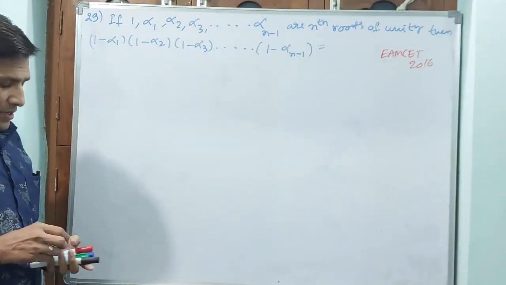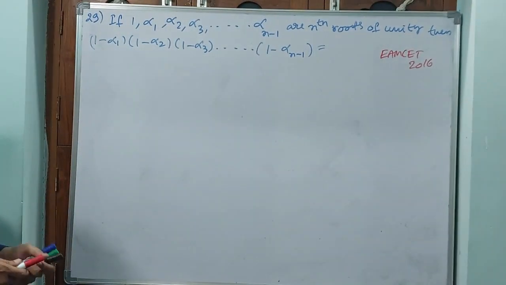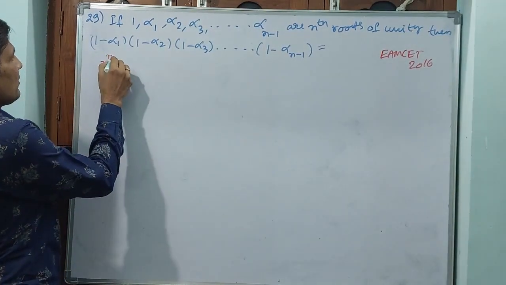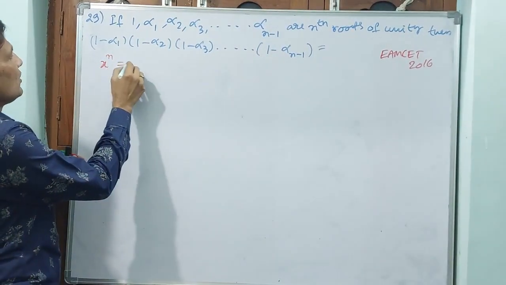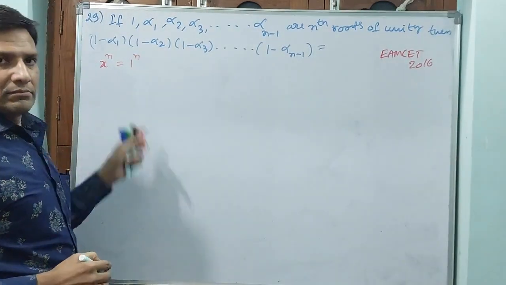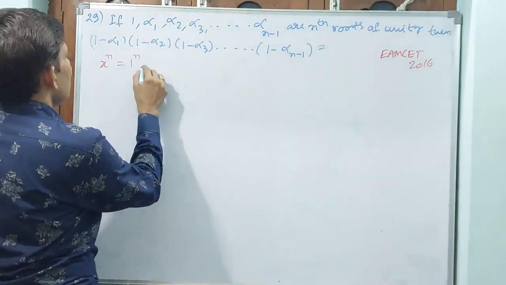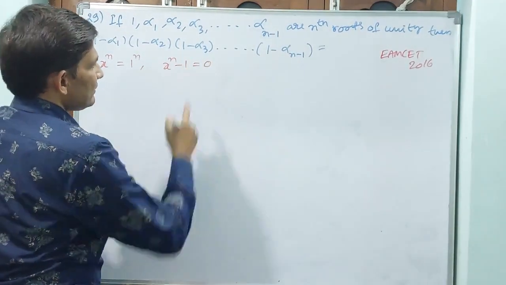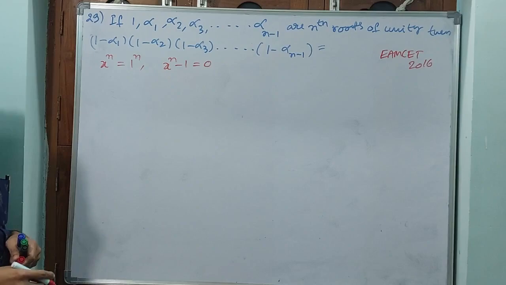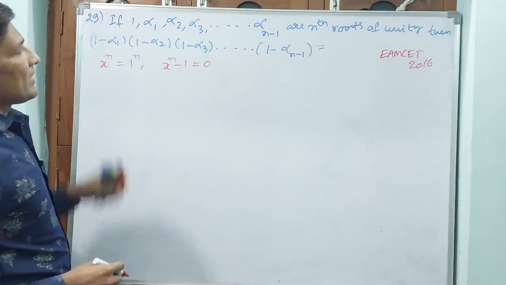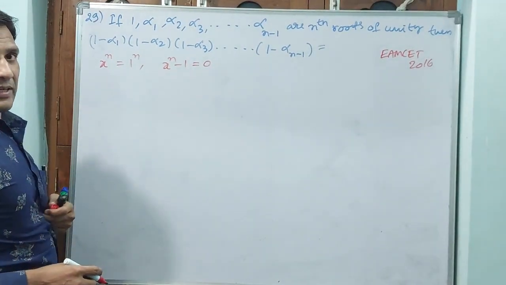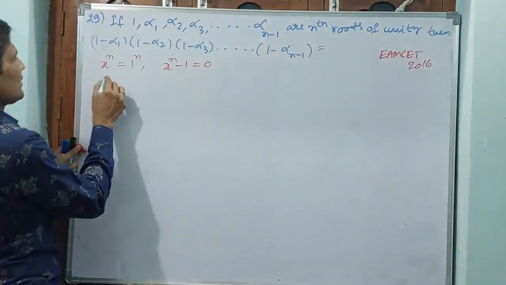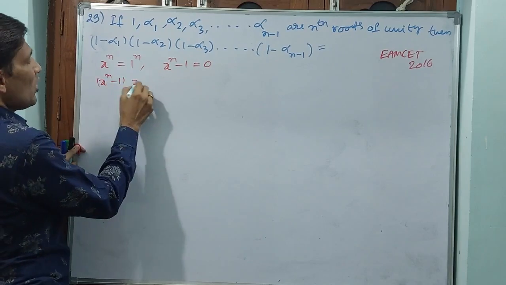We want to write like this. x power n is equal to 1 power n. Like that we can write, x power n minus 1 is equal to 0. Let us see what the roots for this are. If nth roots are there, the first root will come as x minus 1. For this x power n minus 1, what roots will come?